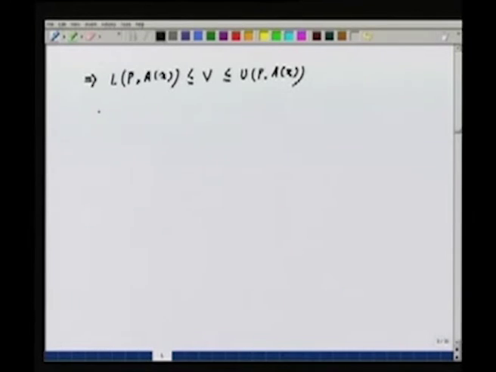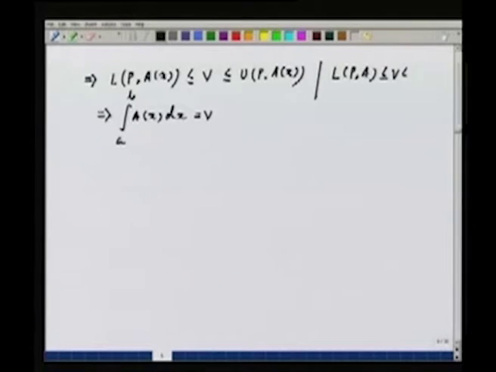But this precisely implies the integral from a to b of A(x) dx is equal to V. Well, here I have written A(x) just to mean that A is a function of x. The correct notation would have been L(P, A) is less than or equal to V, less than or equal to U(P, A). Just to emphasize that it is a function of x, I have written x there. I hope this doesn't create any confusion. But ultimately this would imply then that the integral from a to b of A(x) dx is equal to V.